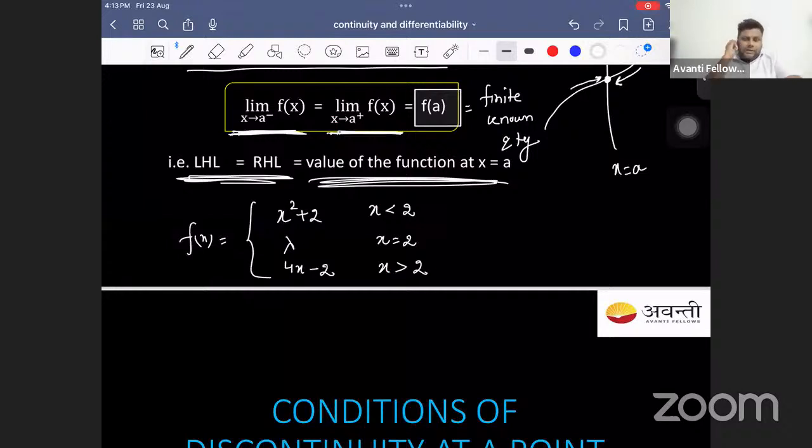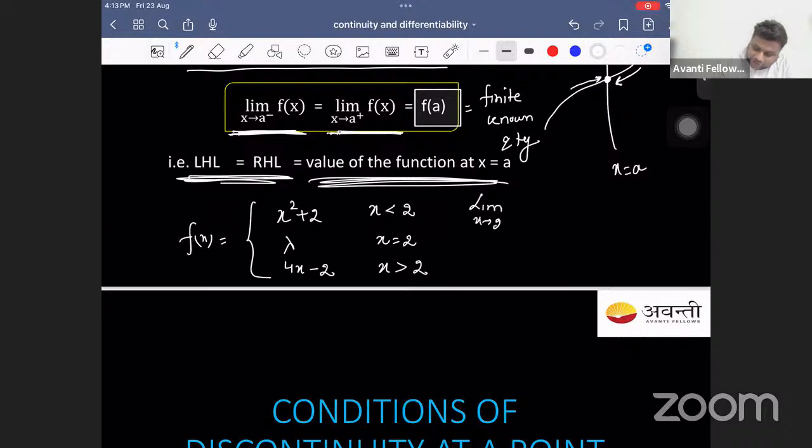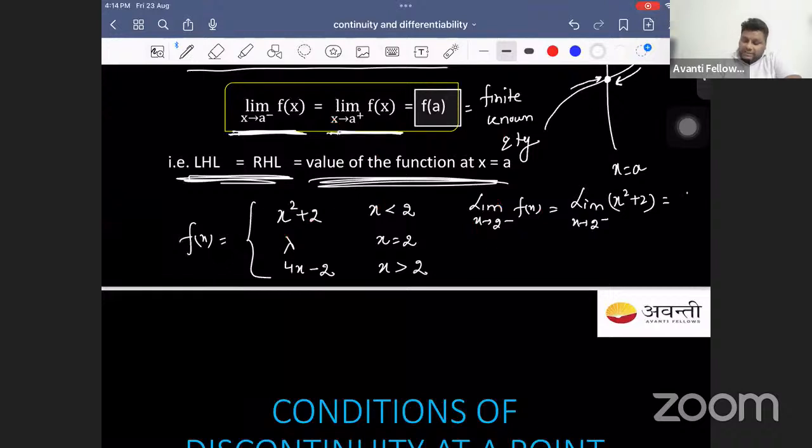All right. Now, if you find limit x approaches to 2 minus f(x). So see, before 2, this is the definition. For x less than 2, x square plus 2 is the definition. So that would be limit x approaches to 2 minus f(x) is what? x square plus 2. Now put the value of x as 2, you get 6.